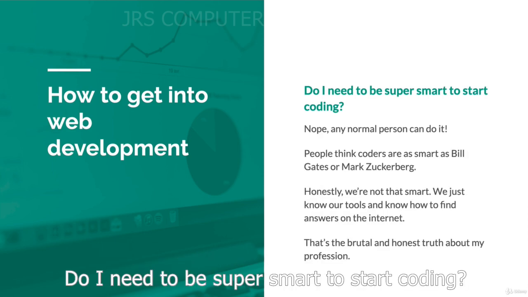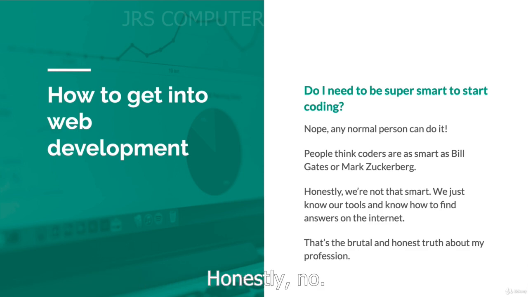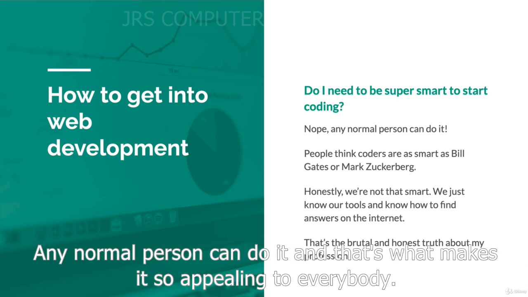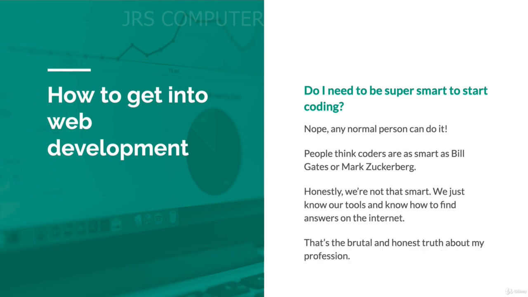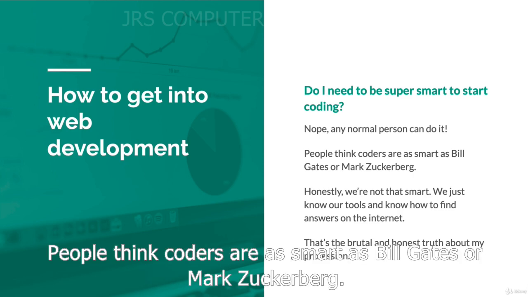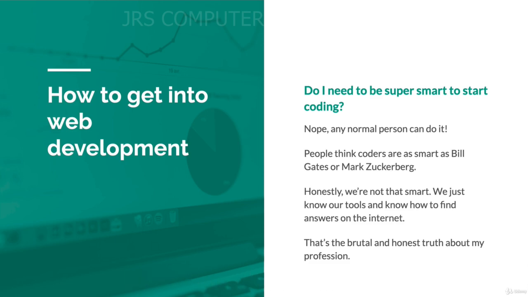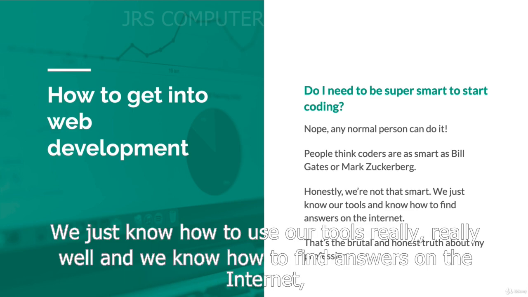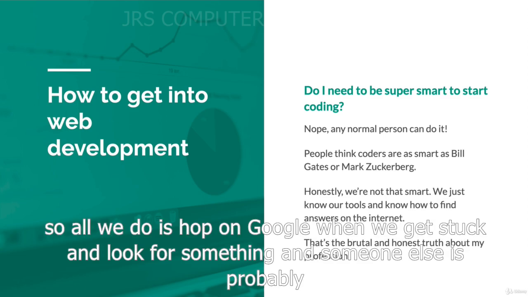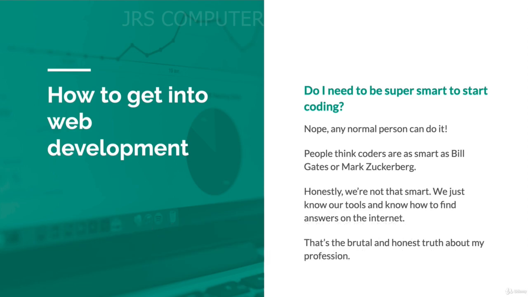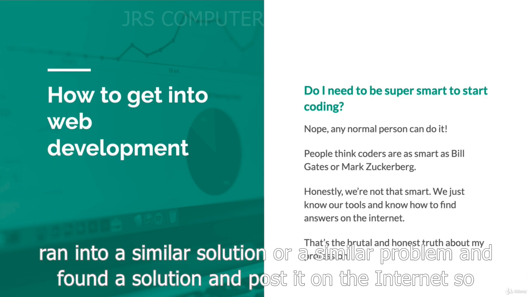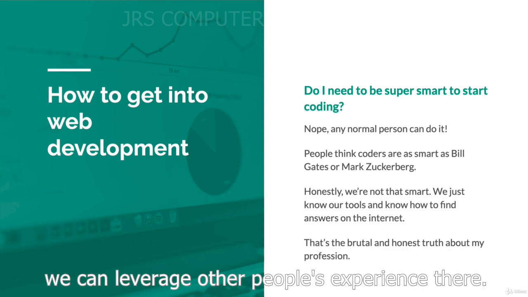Do I need to be super smart to start coding? Honestly, no. Any normal person can do it, and that's what makes it so appealing to everybody. People think coders are as smart as Bill Gates or Mark Zuckerberg, and honestly, that's just not true. We're not that smart. We just know how to use our tools really well, and we know how to find answers on the internet. So all we do is hop on Google when we get stuck and look for something. And someone else has probably run into a similar problem and found a solution and posted it on the internet. So we can leverage other people's experience there.